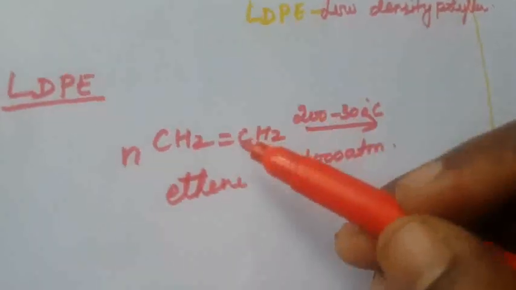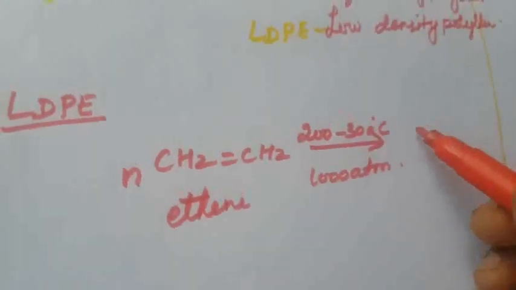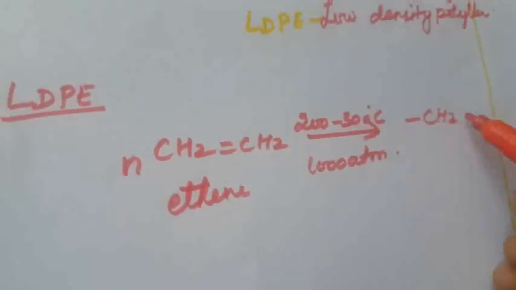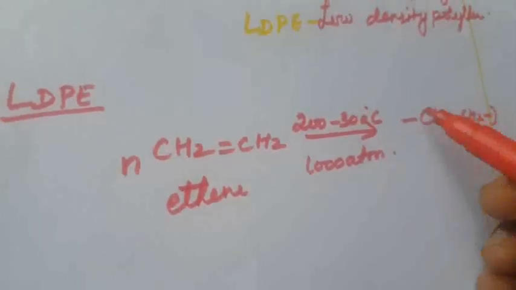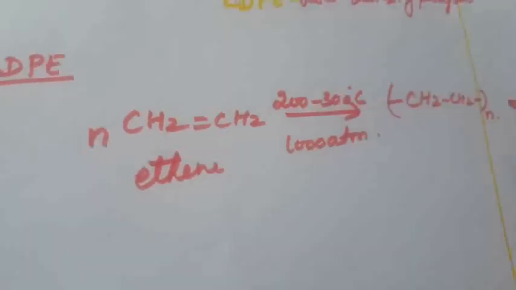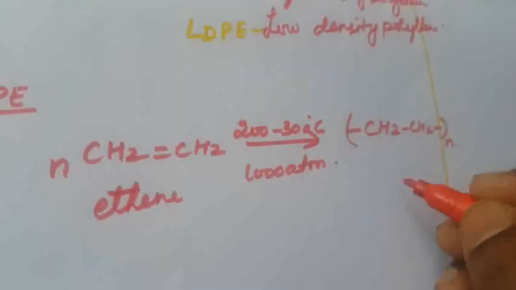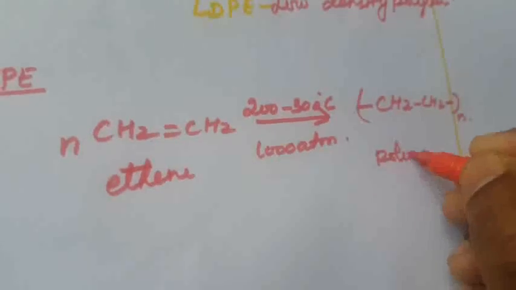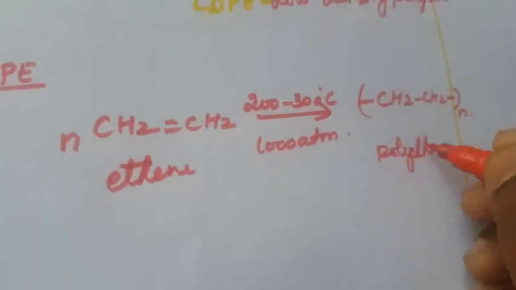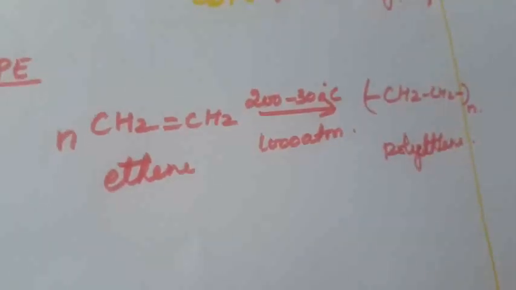what will happen? The double bond will be removed, and the CH2 linkage repeatedly forms n times. That is called polythene. What is meant by polythene?